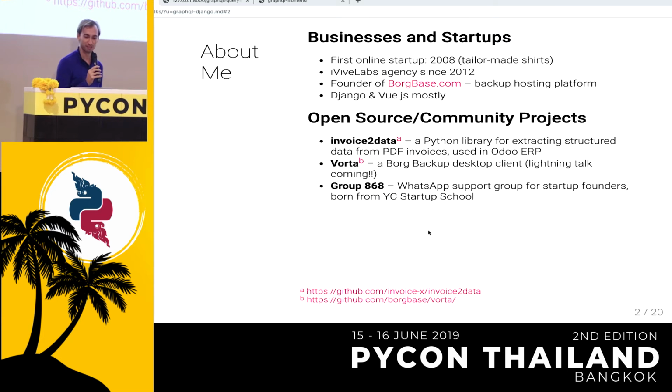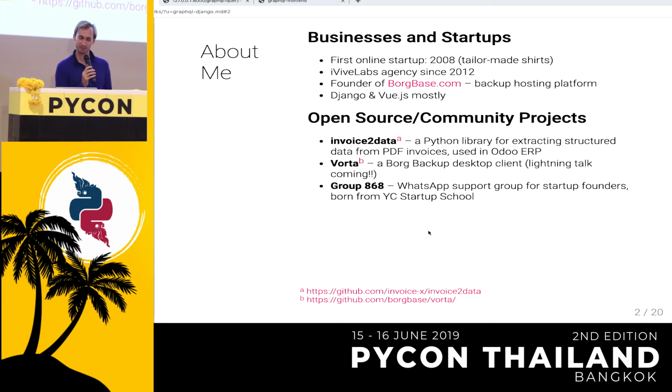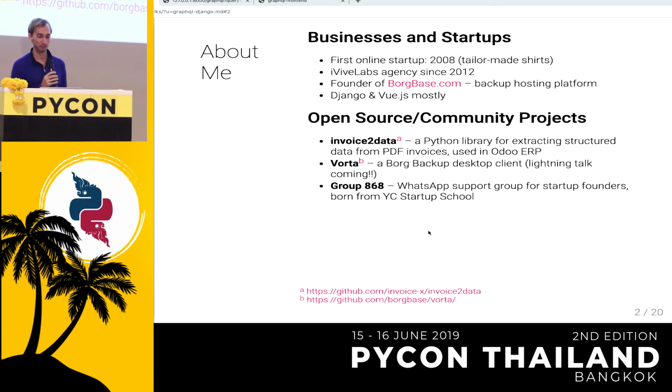Very short about myself. So I started doing online startups in 2008. My first business was to import tailor-made shirts from China, and I made a little PHP application for that, which I'm not proud of. Then I've been doing some agency work for a while. And last year I started Borg.com, which is also where I learned about GraphQL. It's like a backup hosting platform, and I used mostly Django and Vue.js.